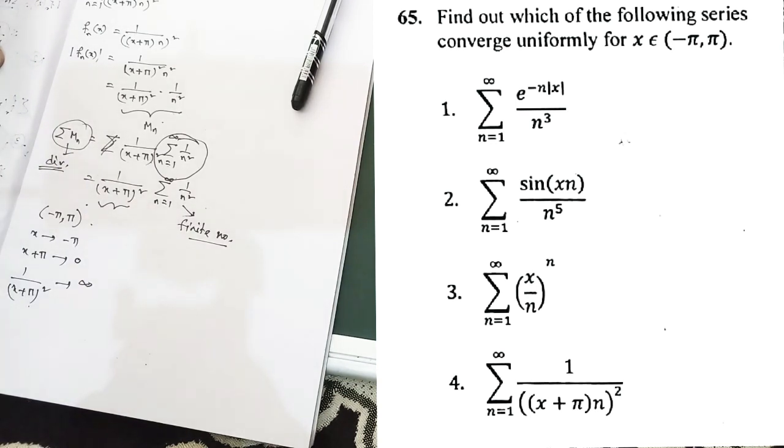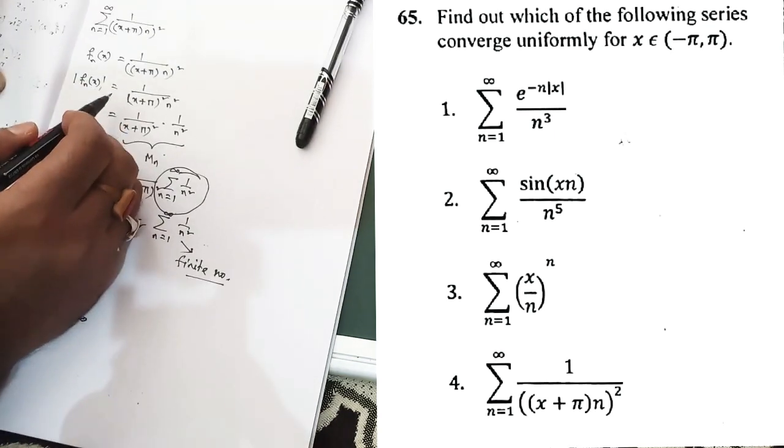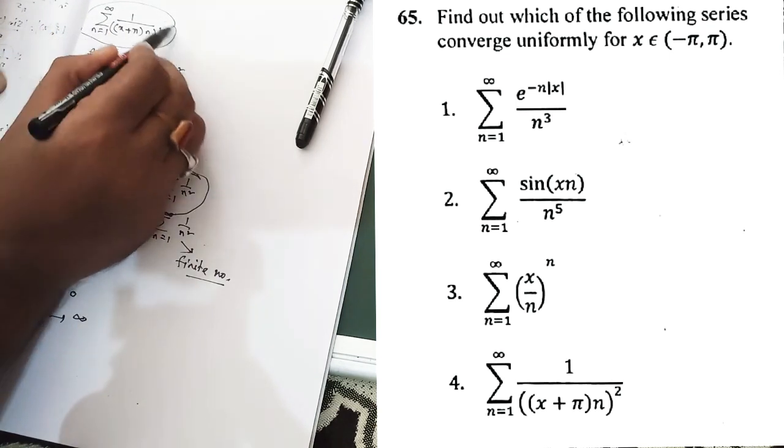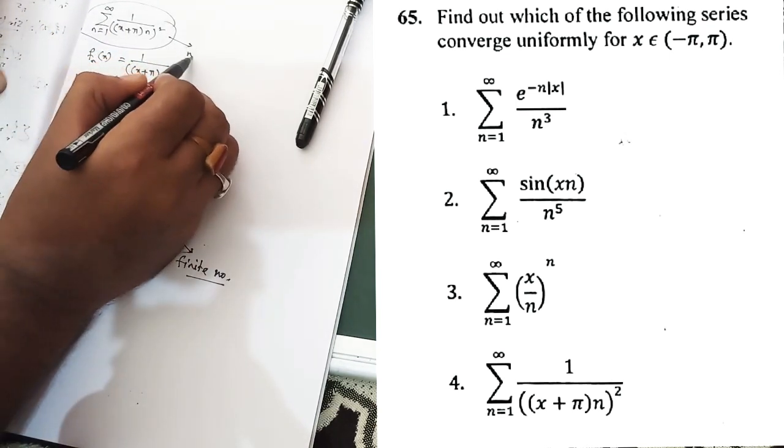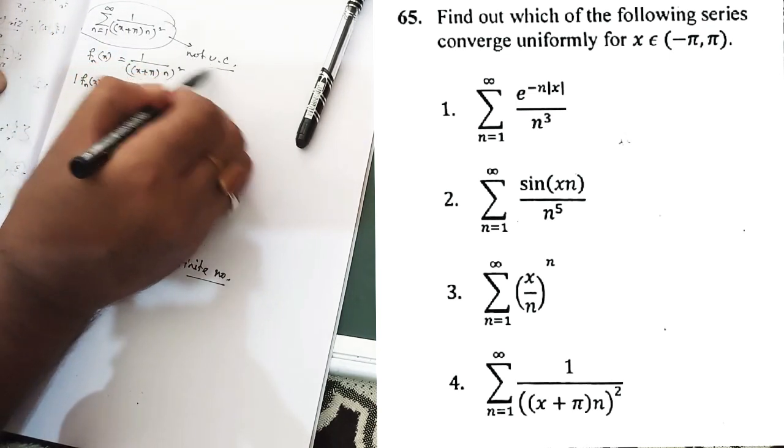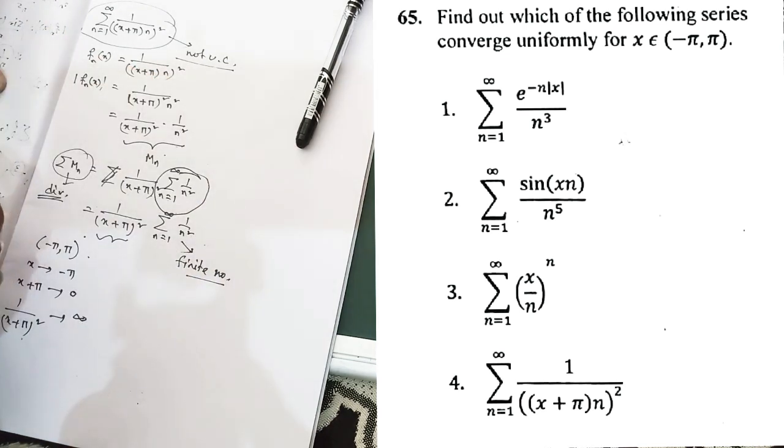Clear? And immediately you can say this given series of functions is not uniformly convergent. Okay, thus your fourth option is a false one, and the remaining options, that means 1, 2 and 3, these are the correct options.